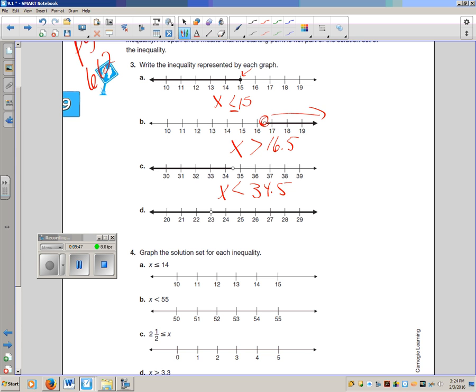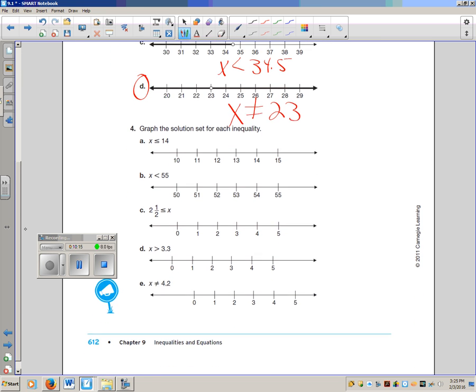D, look at D. It's going left, and it's going right. I can't write x is greater than and less than. Think about it. The only thing x is not equal to is 23. X is not equal to 23.